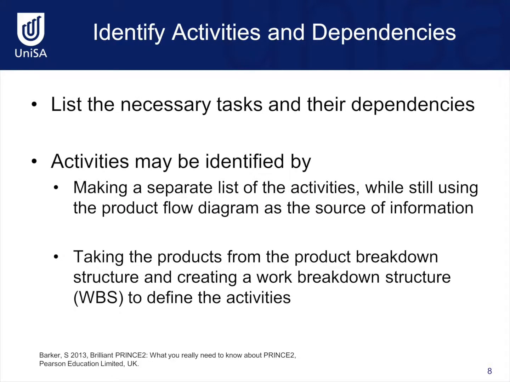Identifying activities and dependencies is the third step in the planning process. Activities can be identified in 2 ways. The first is by making a separate list of the activities from the product flow diagram. The second method is by taking the products from the product breakdown structure and creating a work breakdown structure, WBS, to define the activities.